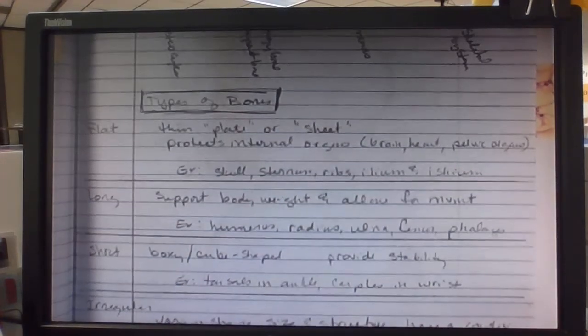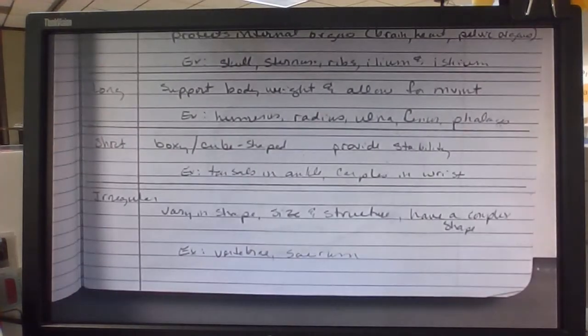And then finally, irregular bones. So they're going to be irregular. They're going to have different shapes, so they're going to have a variety of shapes. They might be complex, so they're not just this big long bone. There's a little bit more to them, so they can be complex. Your vertebrae and your sacrum are some examples of the irregular bones.